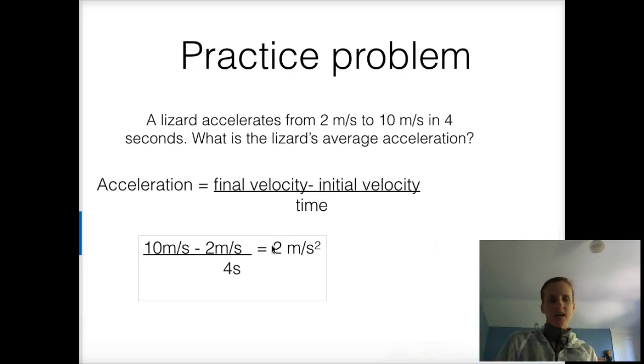Hope this helps get you started on the week. This week we'll do practice problems. You'll set up some lab activities to observe acceleration and measure acceleration, and get to talk to your lab partners about what this all means.